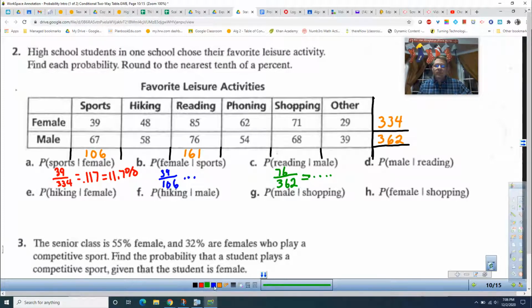So this is just simply 0.55 times 0.32. And then you get that and then change that to a percent.